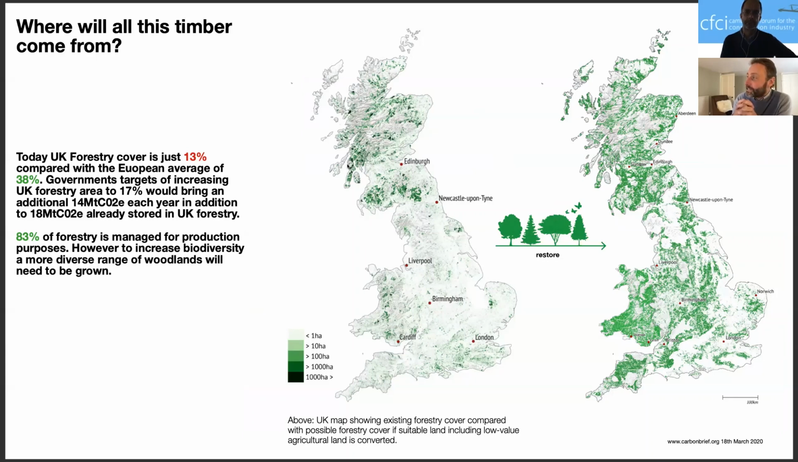And the map on the right here illustrates locations where we could grow timber on low-grade agricultural land. It excludes high-grade agricultural land, peatland, or high land where it's not suitable. So these are all areas which are suitable for growth. There's an amazing opportunity here to increase our own industry of timber.